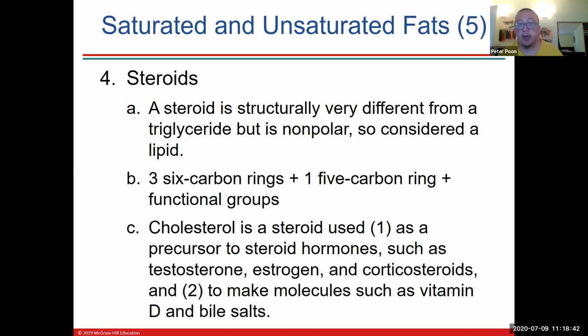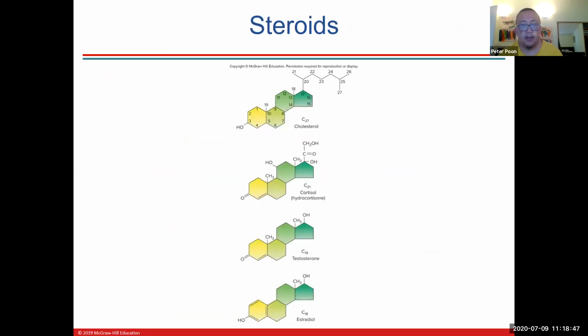Steroids are made from something called cholesterol, or cholesterol is a steroid. So here's cholesterol.